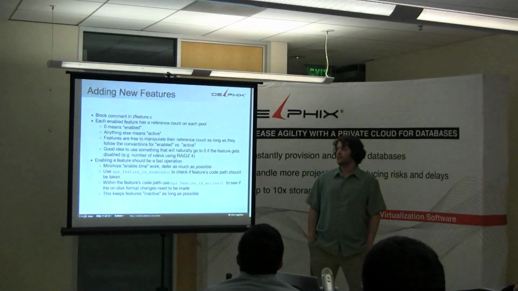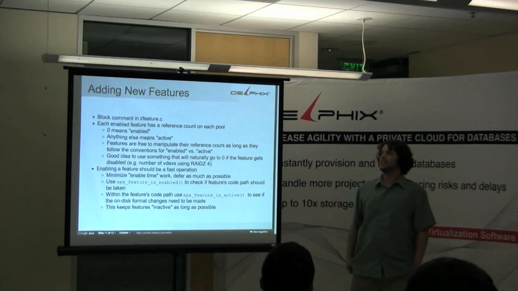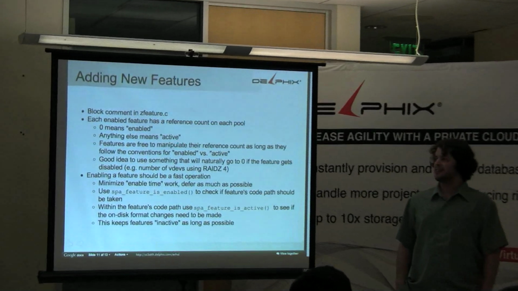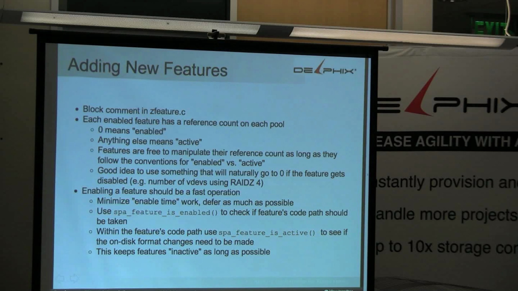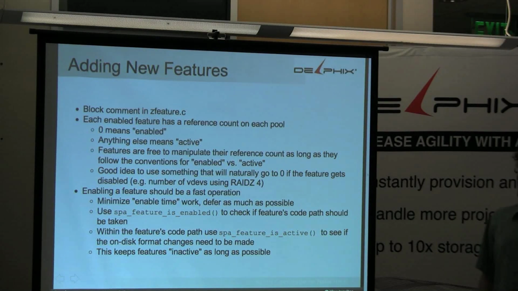So a little bit more back to things you should and shouldn't do when implementing features. First, mostly for people on the internet later, there's a big block comment in cfeature.c about adding features. Obviously you can't read that yet, but I swear it's there. There is a comment in ZFS. Hey, ring the bell. There's at least one comment. All right, so a little of the internals of what's happening inside of ZFS.